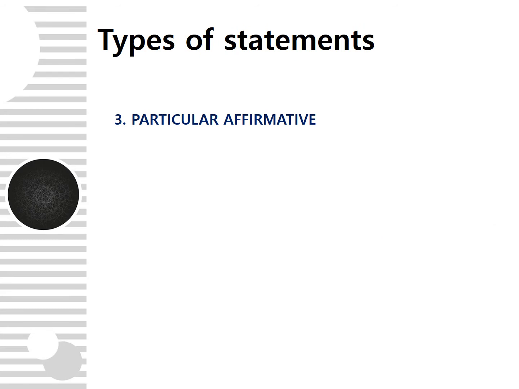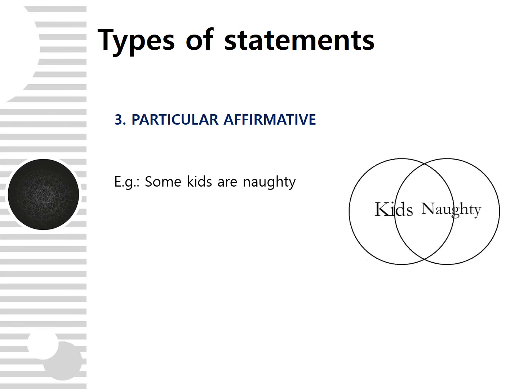The next type of statement is particular affirmative. Example, some kids are naughty. Here, the quantifier indicates that only some kids are naughty. Hence, the term kids is not distributed, as not all the kids come into the group. In the same case, only some naughty are kids. That means there are other naughty people out there who are not kids. Hence, the term naughty is also not distributed. The converse of this statement is some naughty are kids.